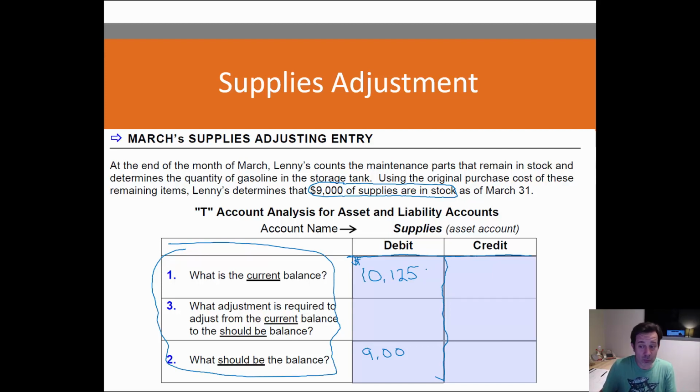We began with 10,125. We ended the month with 9,000 in supplies. What adjustment do we need to bring that 10,125 down to 9,000? Just like we did before, simple subtraction.